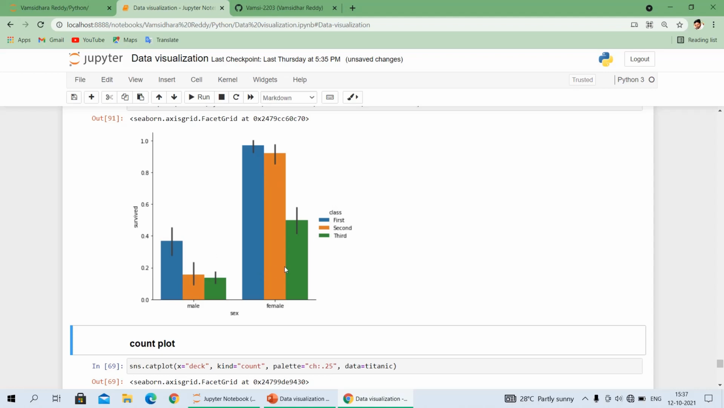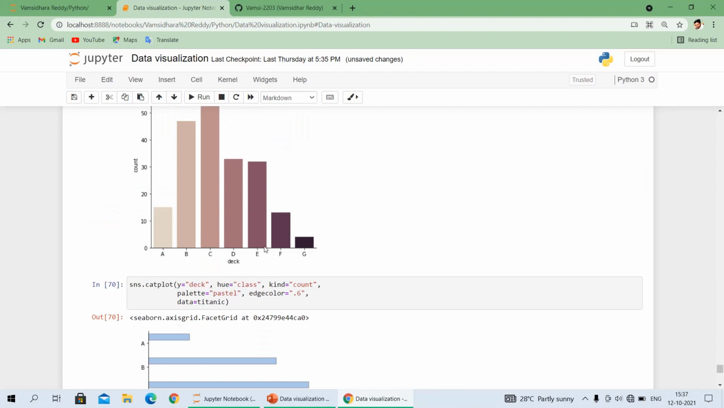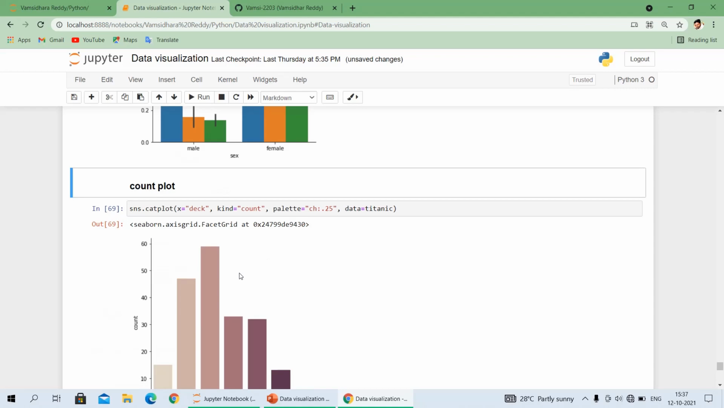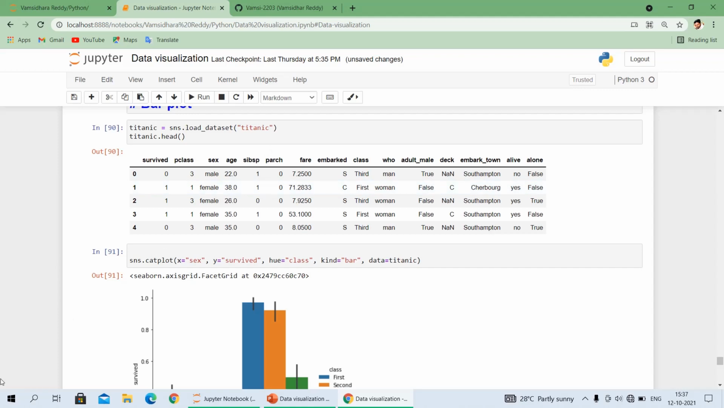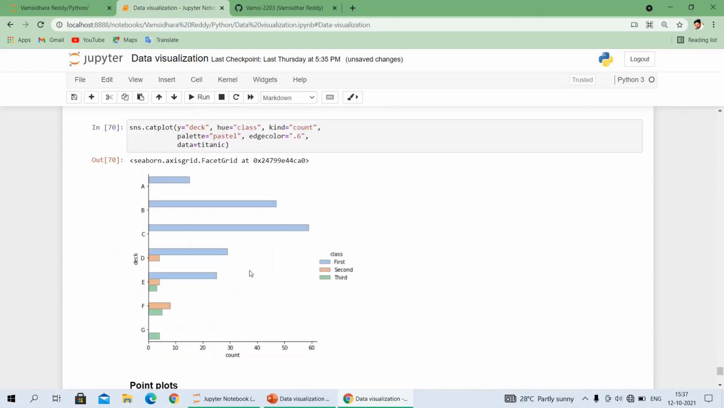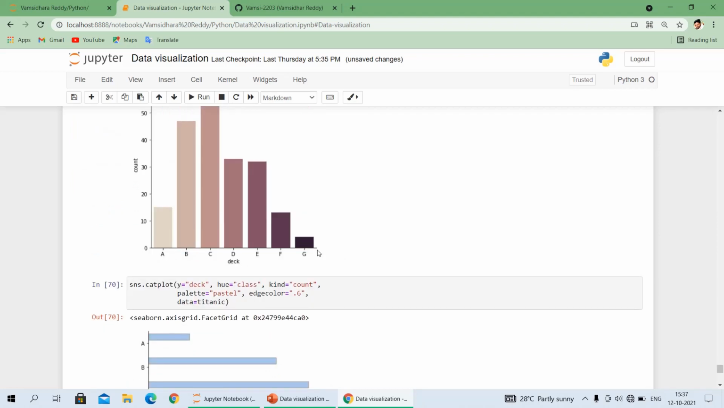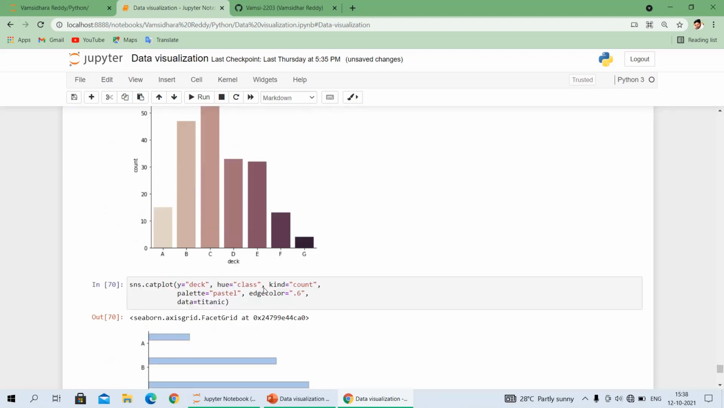After this, the count plot is simply counting the number of values. Here, deck is one of the columns, and we can count how many values there are: A, B, C, D, E, F, G. C has the highest count.